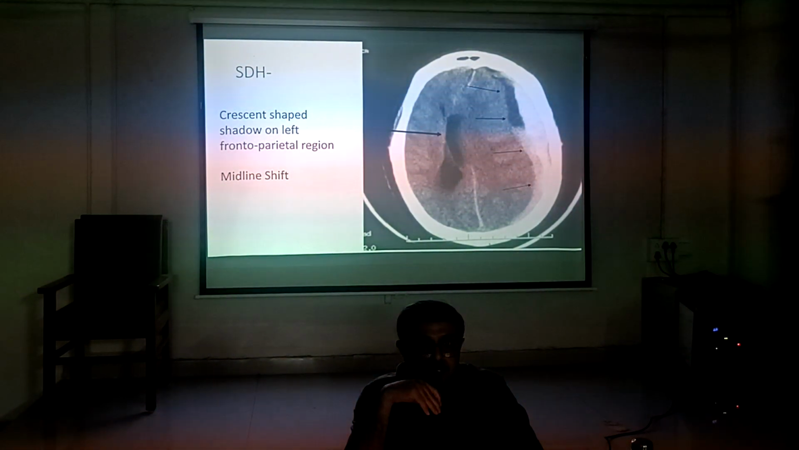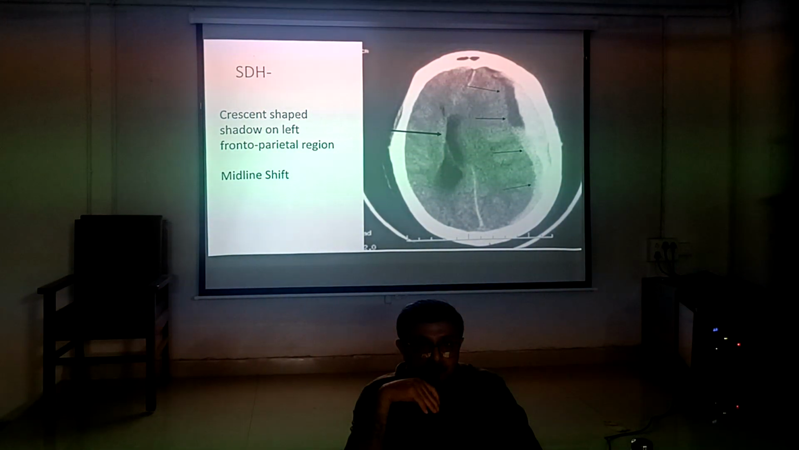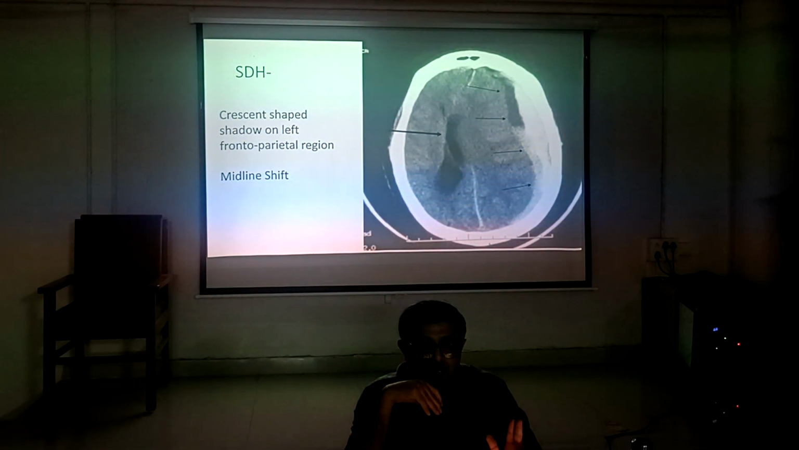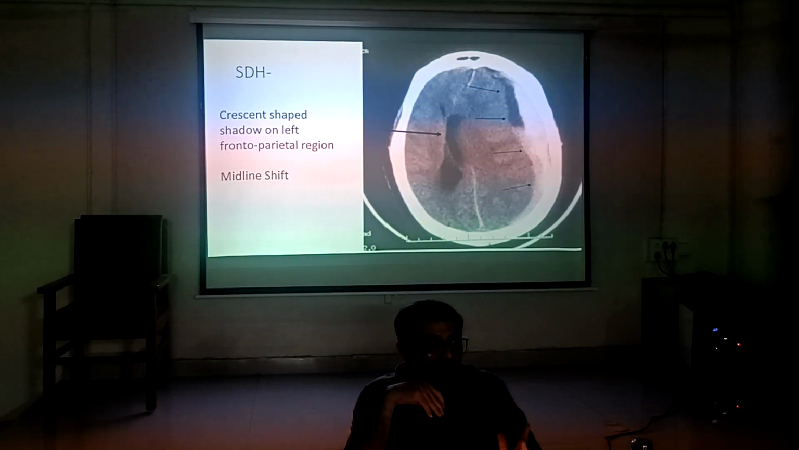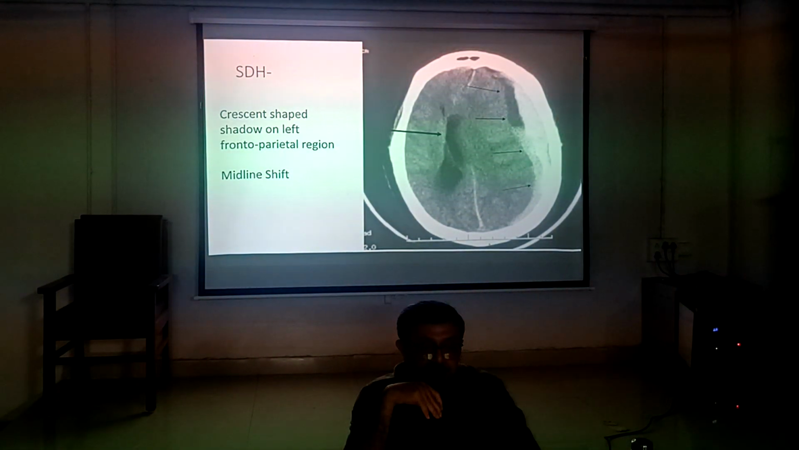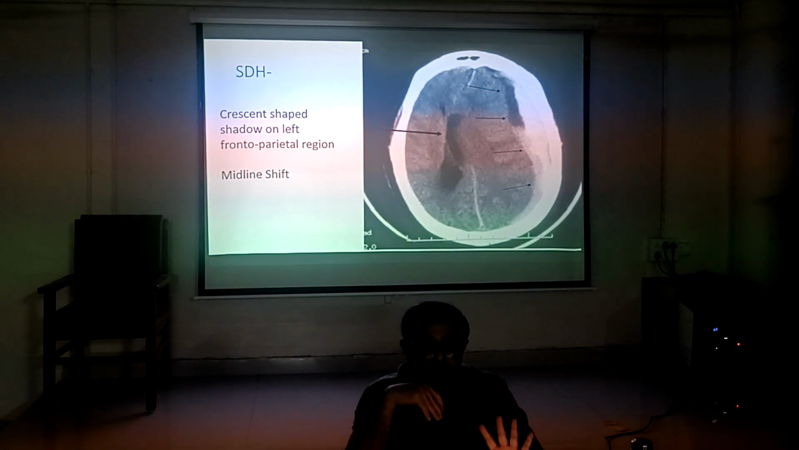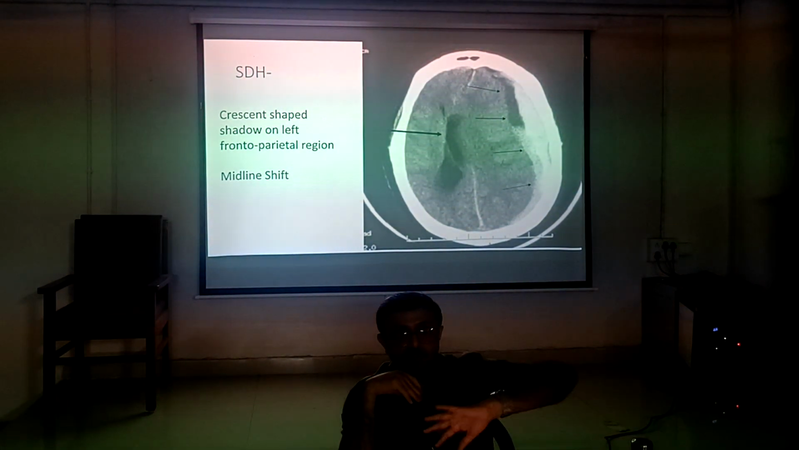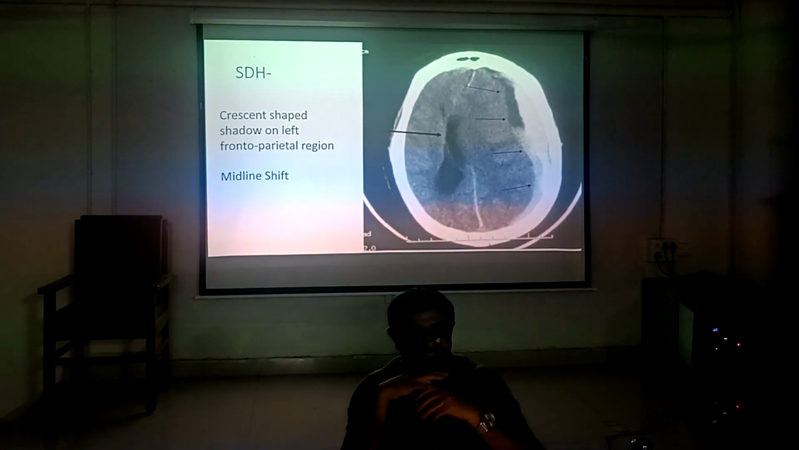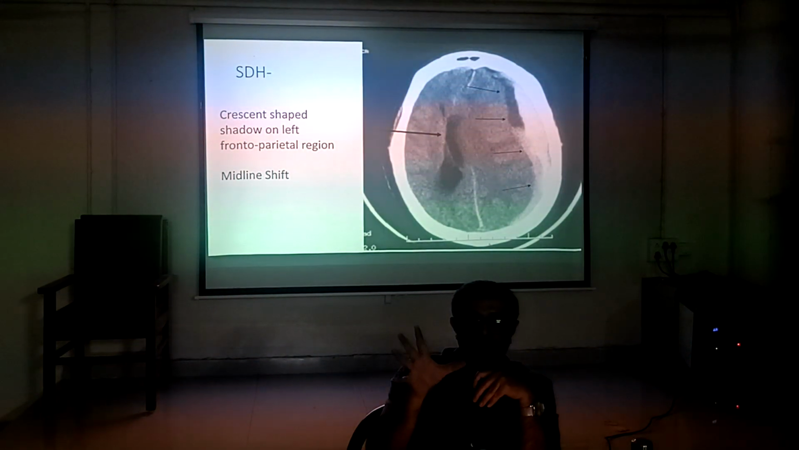SDH means crescent shape, subdural hematoma, between brain and dura. Sorry, subdural means between the brain and the dura, it follows the brain surface. It spreads over an open area, so usually it doesn't stay limited.